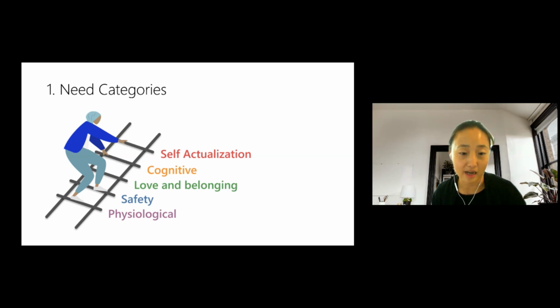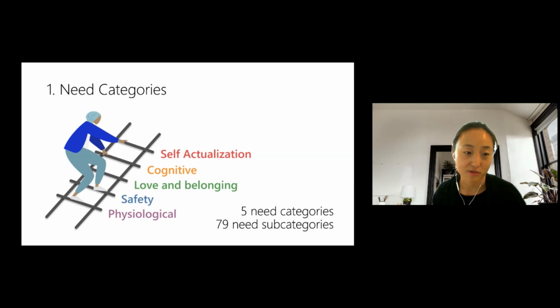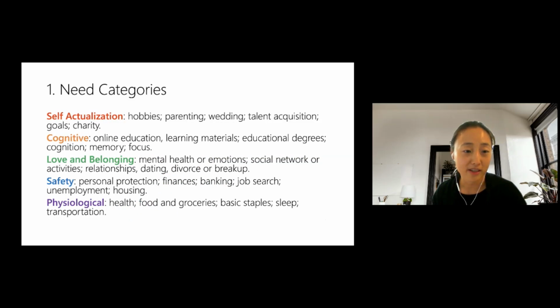For each of these high-level categories, we further subdivided them into need subcategories, for a total of 79 need subcategories across 5 top need categories. And those 79 need subcategories typically follow the definition of the needs and the topics they include, which are shown here.